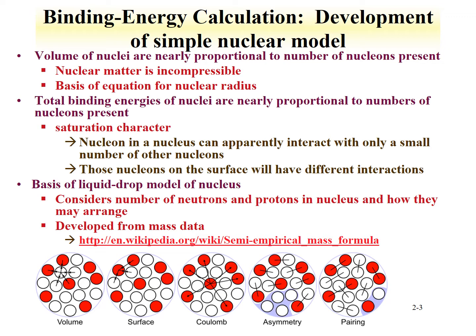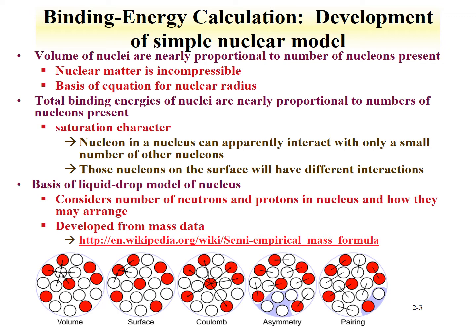Nucleons that are saturated, that have other nucleons around them, will have a different characteristic than those on the surface, because the surface nucleons don't have other nucleons around them at the surface. So we'll need to consider that term. All these together are the basis of the liquid drop model. It considers the number of protons and neutrons in a nucleus, and how they may arrange and interact. And if we're going to talk about a liquid drop model of the nucleus, we tend to think spherical.